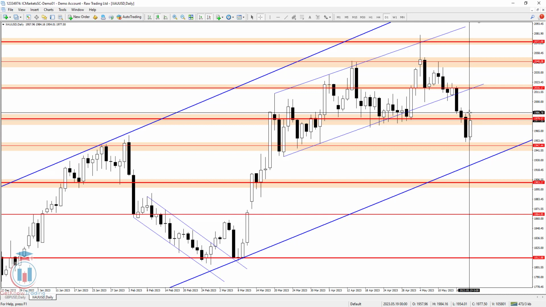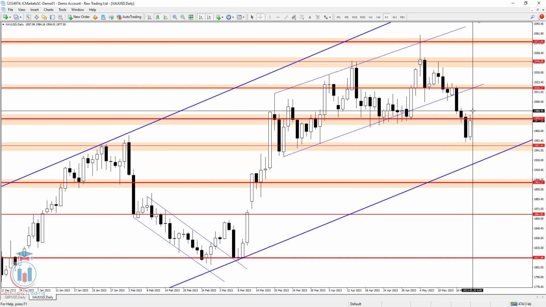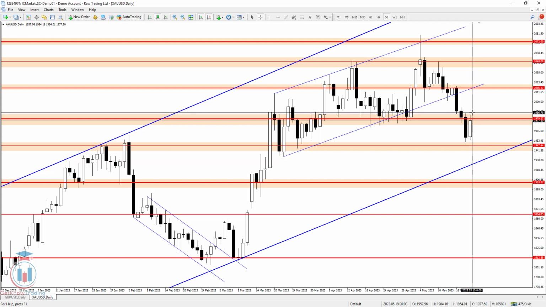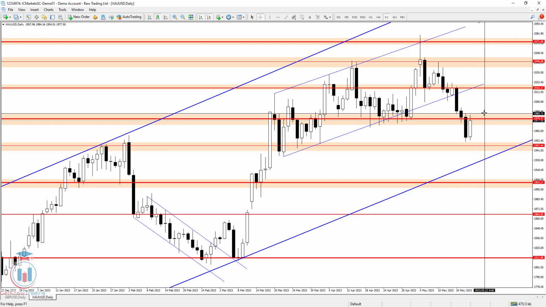So 1986 and also around this one is very critical. If the price goes above and closes the day above on the daily candle, it should find support, and it should confirm this breakout to the upside with candles closing above.